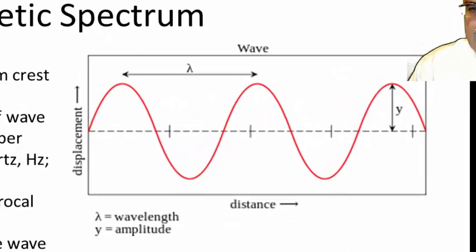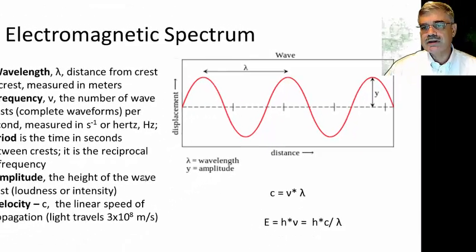Shown in the diagram on the right is a representation of a sinusoidal wave, which is described by the following characteristics or parameters. One parameter is the wavelength, which we usually abbreviate as lambda, which is the distance from peak to peak, or the point at which it crosses the midpoint. So this would be one wavelength, or this would be one wavelength.